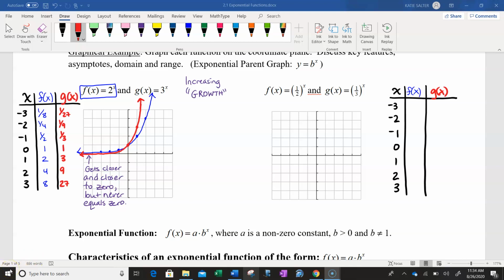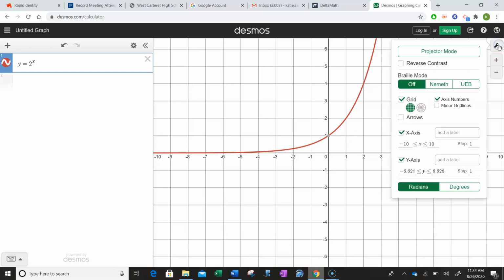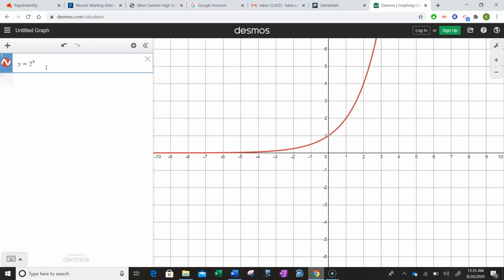All right, let's look at this in Desmos real quick. I want y'all to see how you can explore this type of stuff in Desmos. So I've gone in Desmos, I've set up my graph, I've gone over here in my little wrench. I have cut off the minor grid lines and made the step for each one 1. I think that just gives you a clearer picture. And then I've typed in y equals 2 to the x.